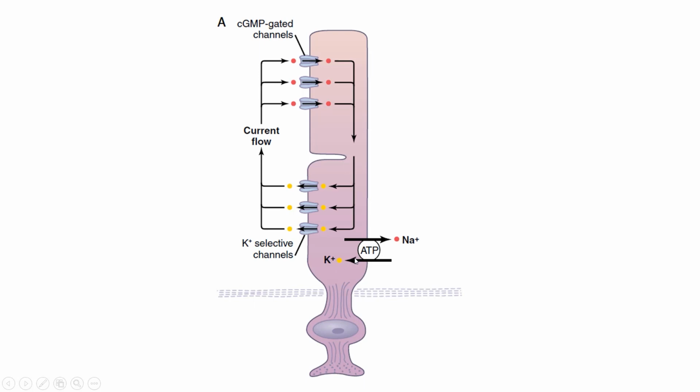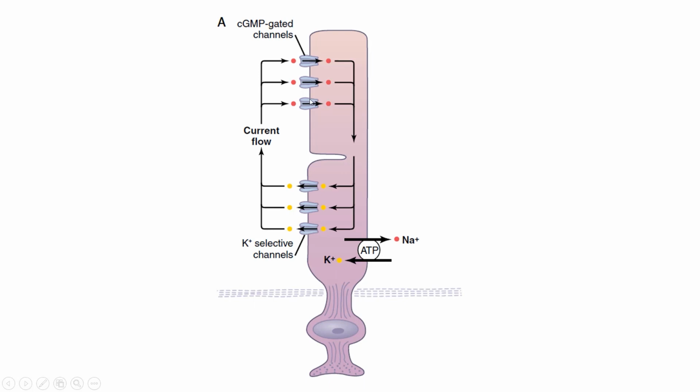Now, in the inner segment of the rod, we have sodium potassium ATPase. This sodium potassium ATPase is continuously pushing the sodium out of the rod and bringing the potassium ions into the rod. But on the other side of the inner segment of the rod, we have a potassium channel that is continuously pushing this potassium out of the rod, right? So we are losing sodium as well as potassium in the inner segment of the rod. So the inner segment of the rod is always negative.